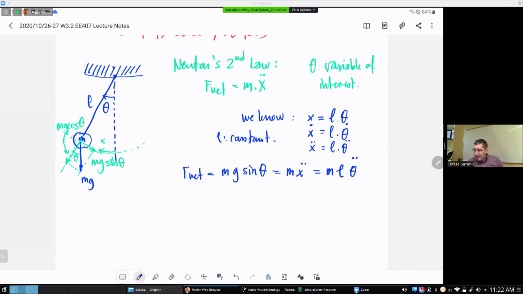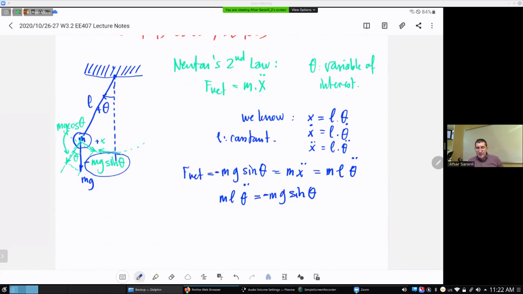So I have mL theta double dot is equal to essentially mg. Sorry, I have a sign mistake here. If I move in the positive x direction, the positive theta direction, the force acting on this mass is in fact in the negative direction. It's opposing positive x and positive theta. So I have F net equal to minus mg sine theta.